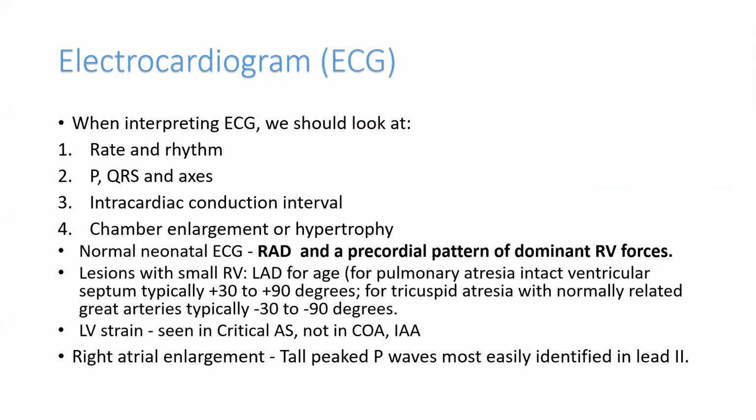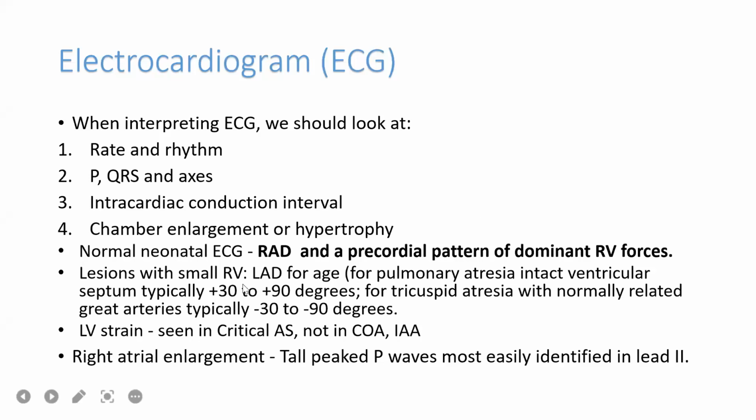Normally in a neonate, because in fetal life there is a dominant right ventricle, which has to pump blood against a high resistance circulation, which is the pulmonary, you tend to have right axis deviation and dominant right ventricular forces, which will normalize as the baby grows up.